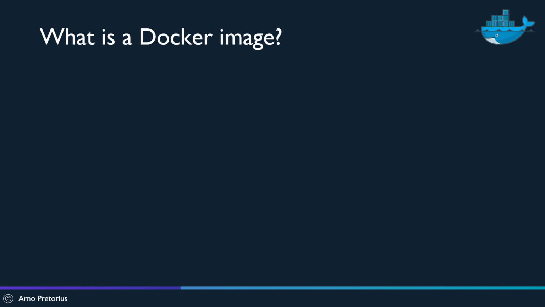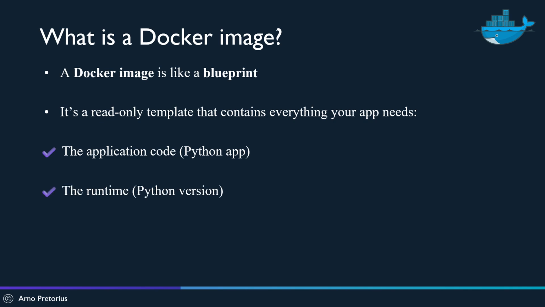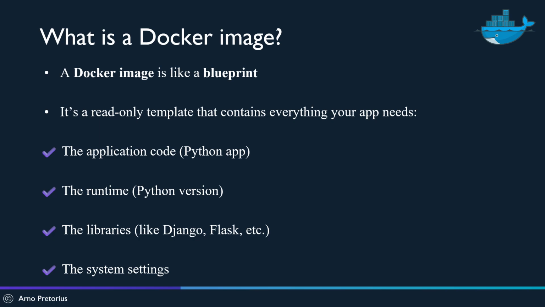So let's go ahead and dive deeper. A Docker image, like I mentioned before, is like a blueprint. It is basically a read-only template that contains everything that your app needs. This will include the application code, so for example, for your Python app, your runtime, which could be your Python version, and the libraries like, for example, Django or Flask. And this will also include any system settings.